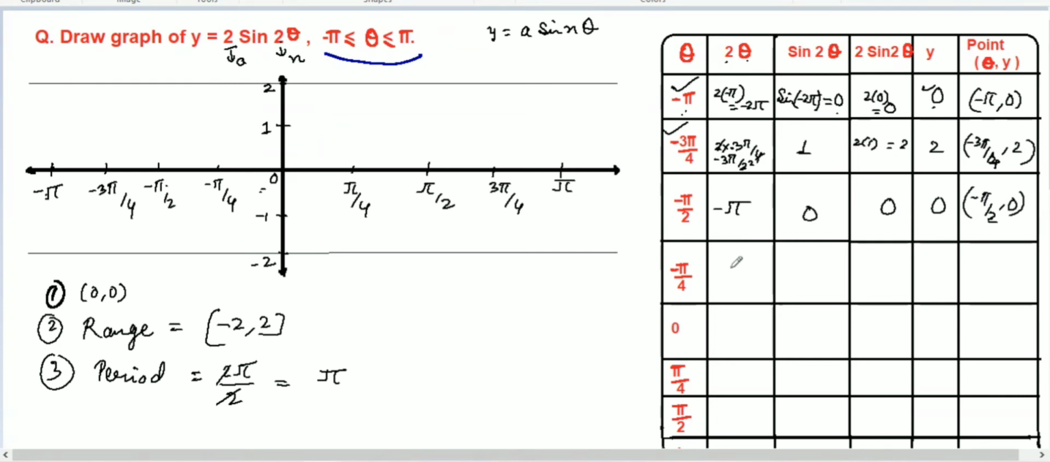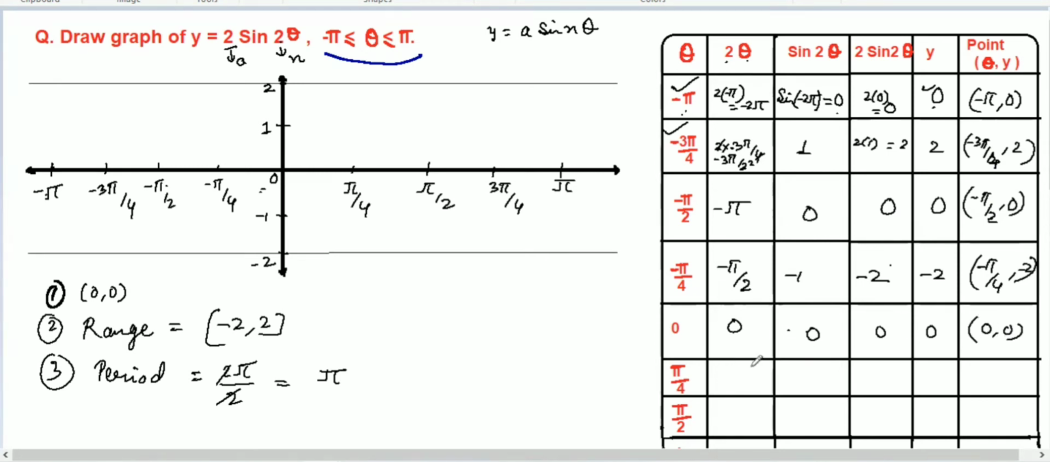Then for minus pi over 2, minus pi over 2 minus 1, here we will get 0. Sorry, minus 2 here, and then here minus 2, and then our coordinate point will be minus pi over 4, minus 2. And then here 2 multiplied by 0 will be 0, sine 0 will be 0. Then again 2 multiplied by 0 will be 0. Here we will get 0 and 0, 0 0 is the point.